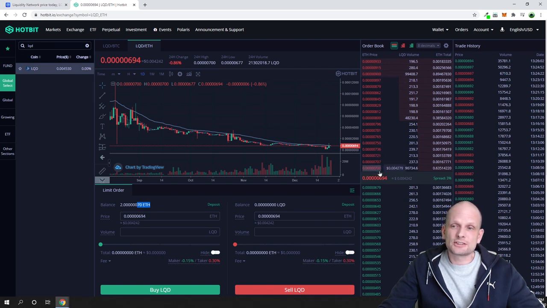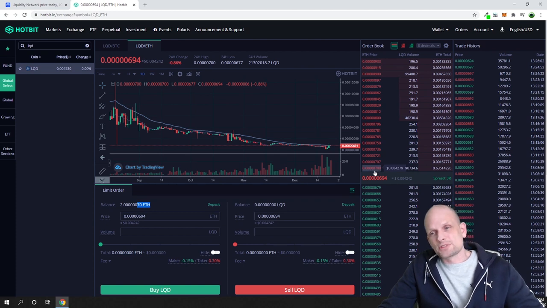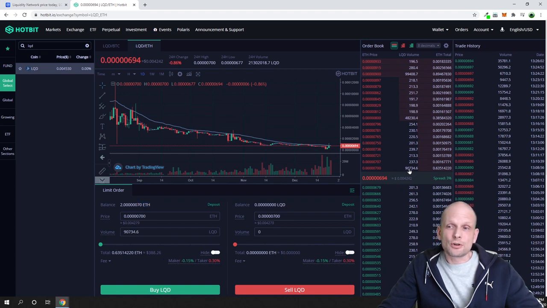As you can see, these are sell orders, and at the bottom, these are buy orders, because green are buy and red are sell. And currently, the cheapest sell order price is 700 smallest parts of Ethereum, as you can see, 0.0000700, and buy is 679, and they are selling, as you can see, 90,734. So I click on it, and here on the right hand side I can see how much it will cost. It will cost 0.635 Ethereum for 90,734 of these Liquidity Network tokens.